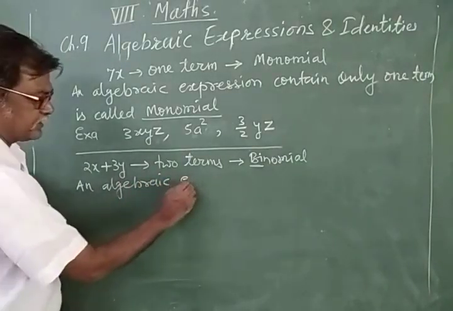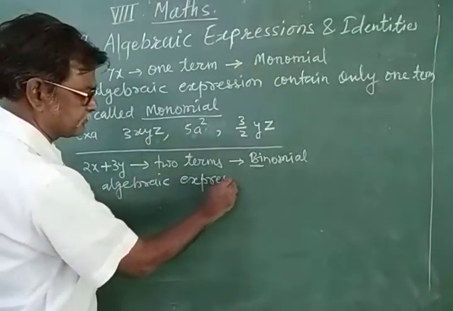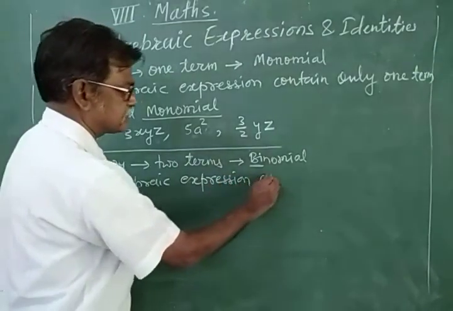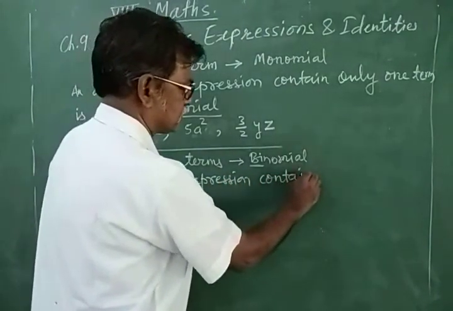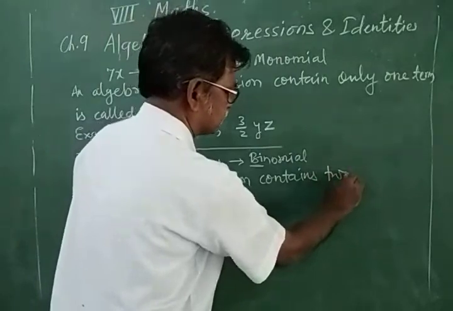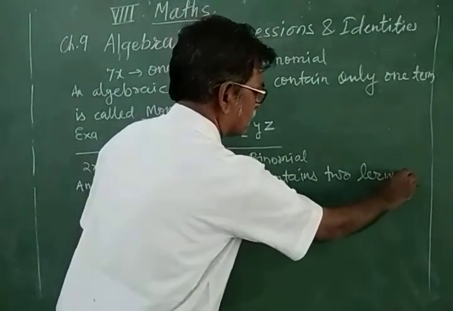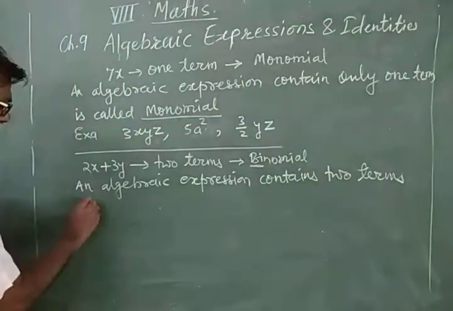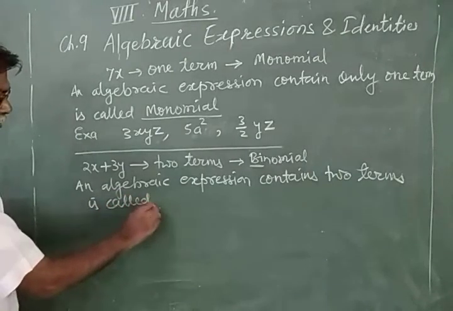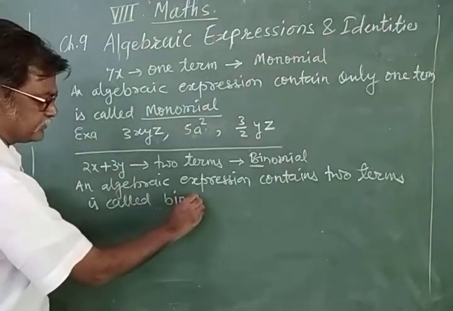An algebraic expression contains two terms. It's called binomial.